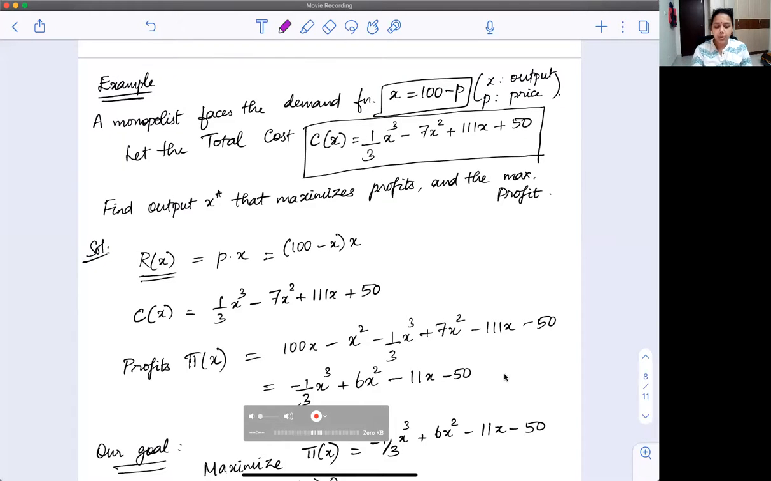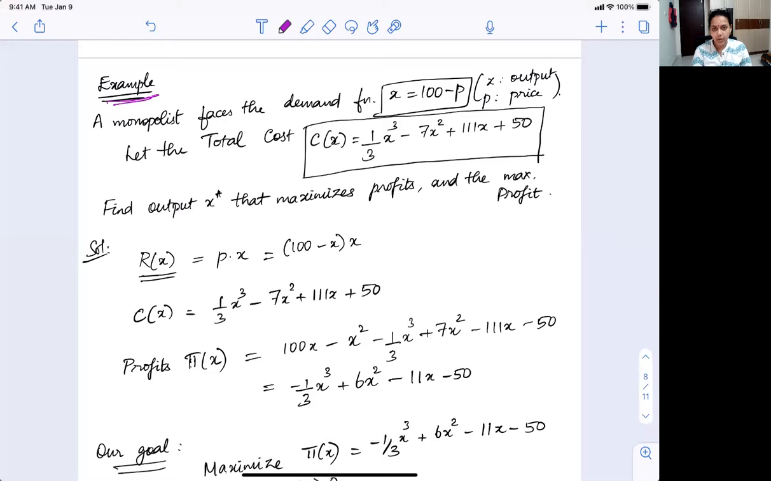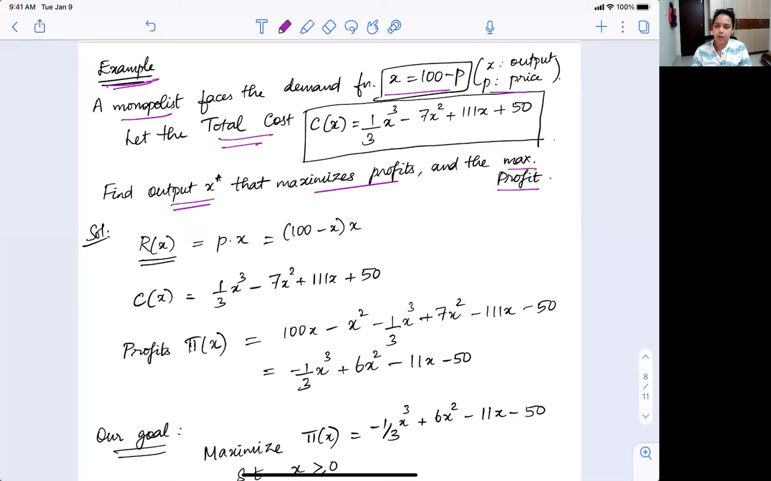Okay, so we have this example where we have a monopolist who faces this particular demand function, X is equal to 100 minus P, where X is the output and P is price. And we have a total cost function, C of X, which is given to us. We want to find output X star that maximizes profits, and we want to find the maximum profit at this particular point. So this looks like a fairly straightforward problem, and we know how to find critical points and points of maximum here. Let's go ahead and start with the usual way of analyzing our critical points.